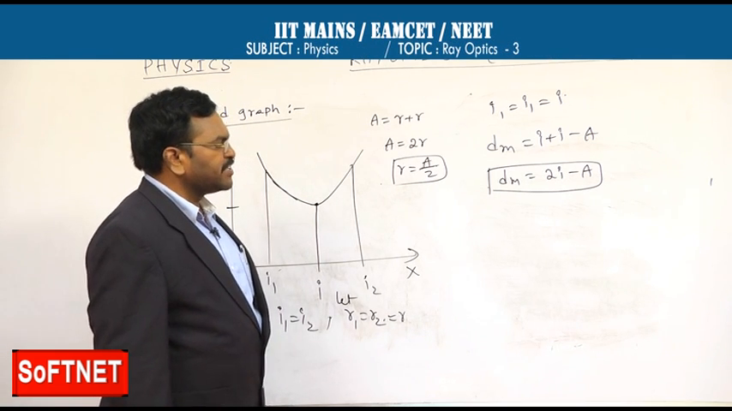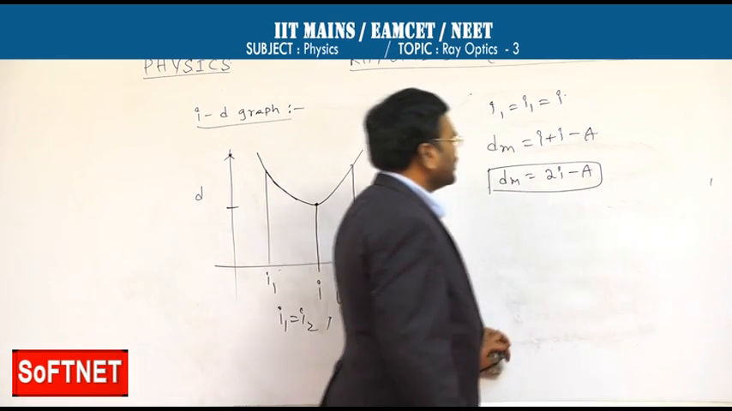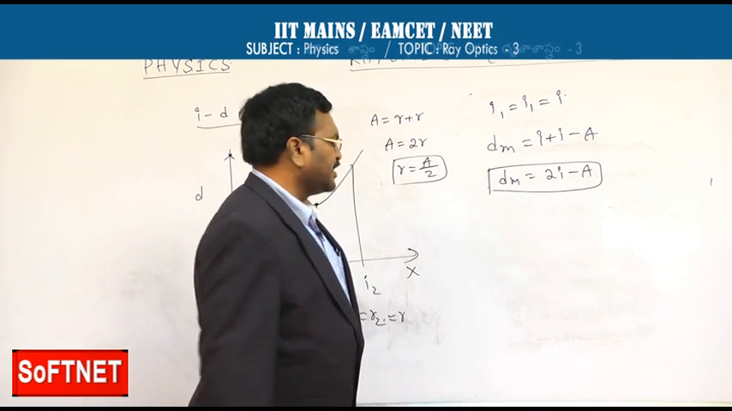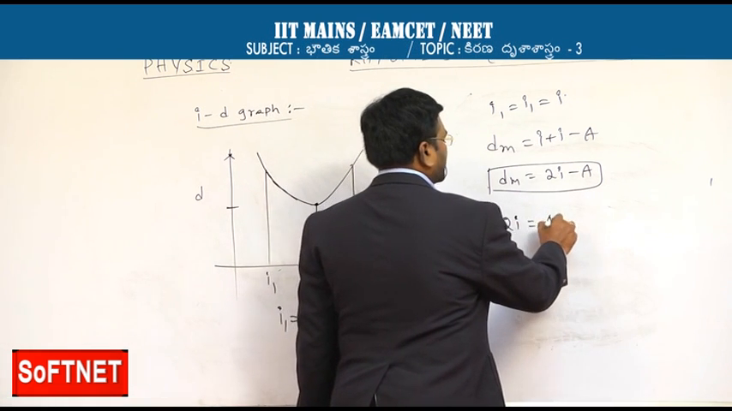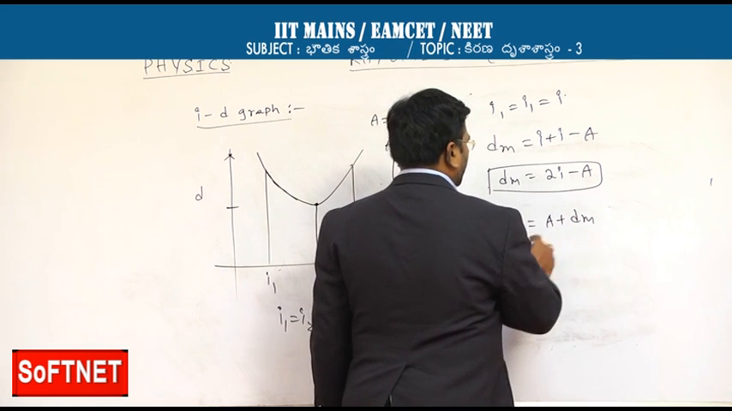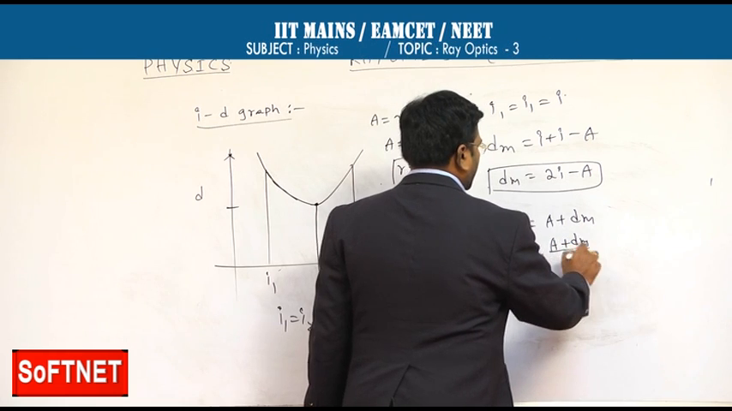But at minimum deviation, D minimum is equal to I plus I minus A. So minimum deviation is 2I minus A. From this, 2I is equal to A plus dm. So I is equal to A plus dm by 2.